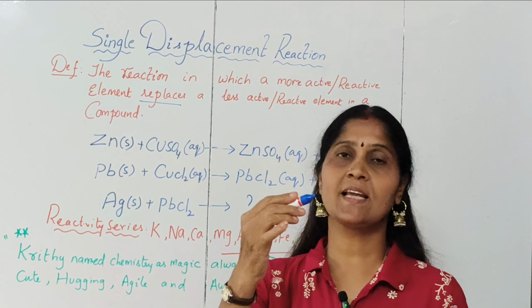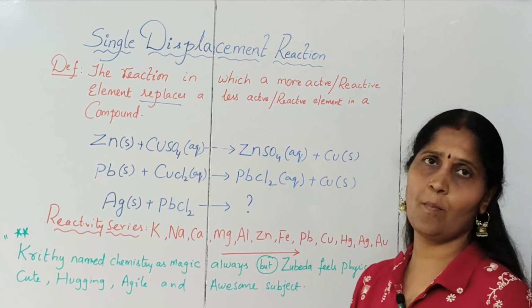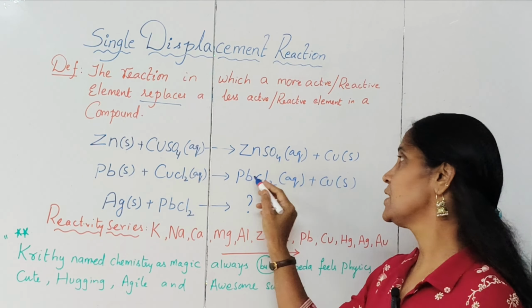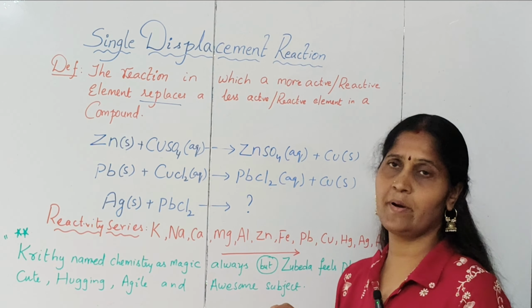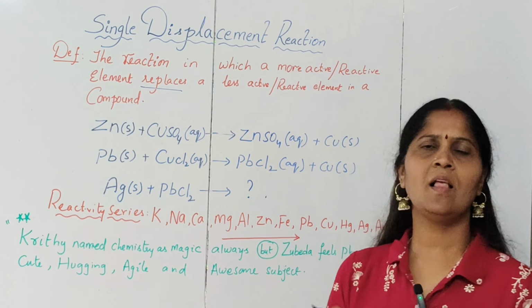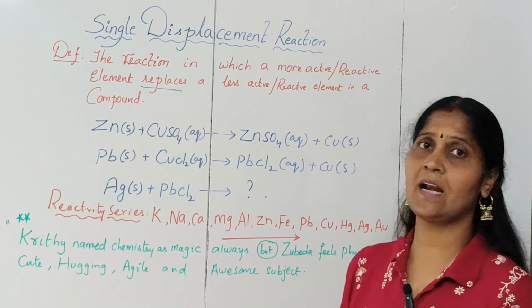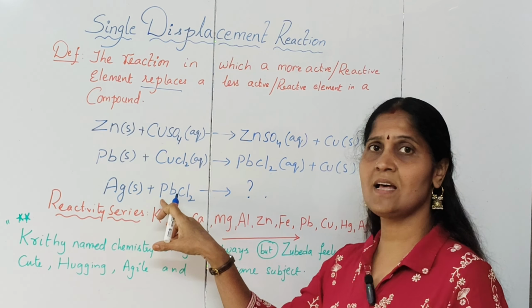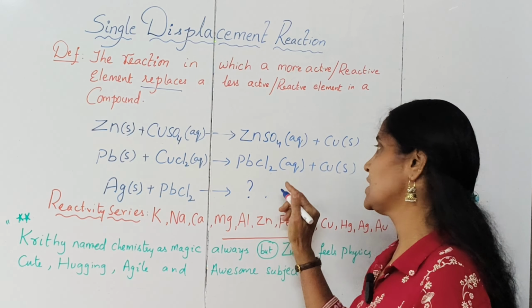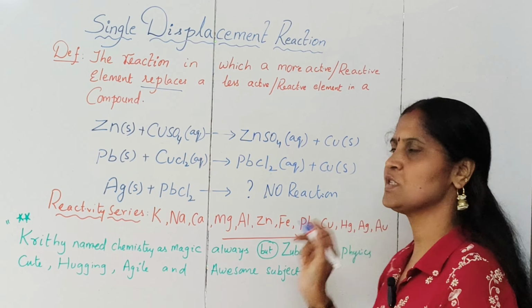Let's see some more examples of the single displacement reaction. Zinc reacts with copper sulfate giving rise to zinc sulfate and copper. Next, lead reacts with copper chloride giving rise to lead chloride and copper separately. This is the case of the reaction of silver with lead chloride. Is the reaction possible? Now here comes the case of the reactivity of different metals. If you see the reactivity of different metals, lead is more reactive than silver. So silver cannot replace lead, and in such cases no reaction is possible.